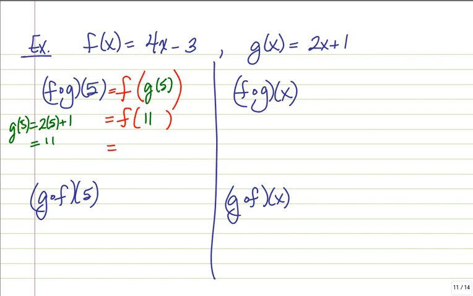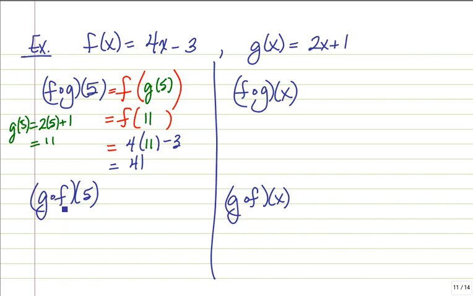So f of 11 means to do 4 times 11 minus 3. And so that would be 44 minus 3, or 41.